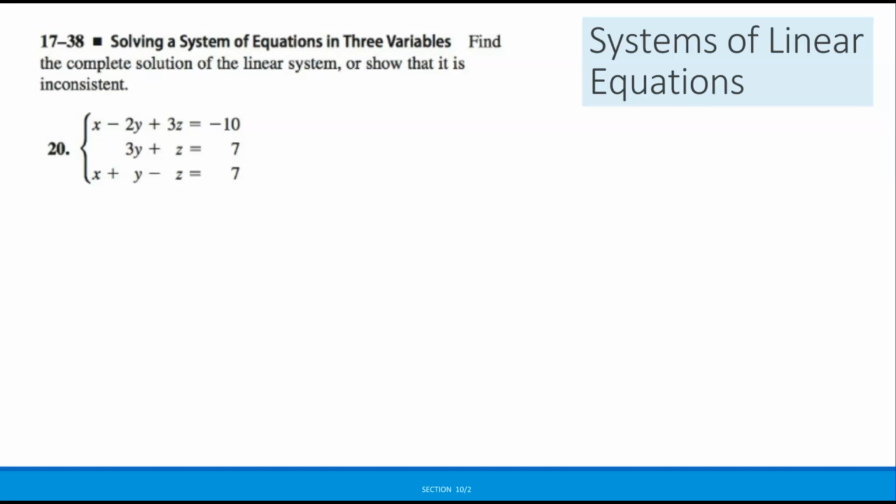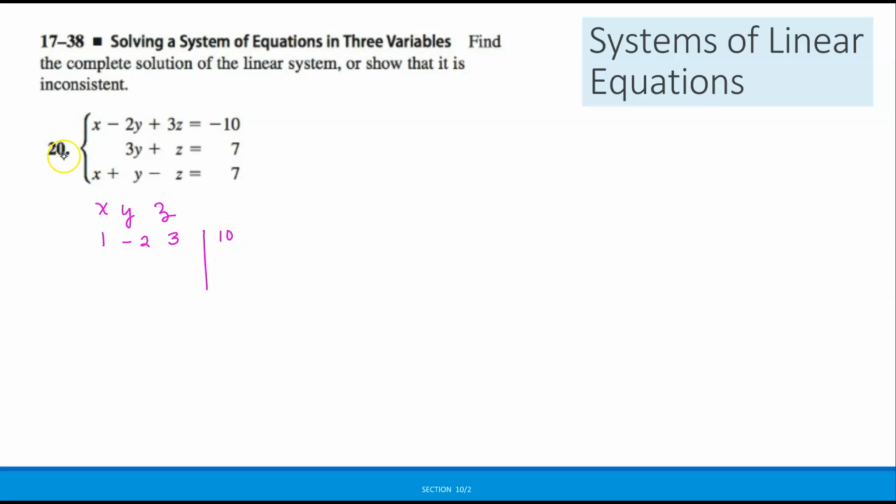Let's look at our first example. Find the complete solution of the linear system, or show that it is inconsistent, that it doesn't have a solution. First thing we want to do is form our augmented matrix. So we have our x, y, and z. X is 1, and we're looking at that first row. For our first row, coefficients are 1, -2, 3, other side of the equal sign, -10.